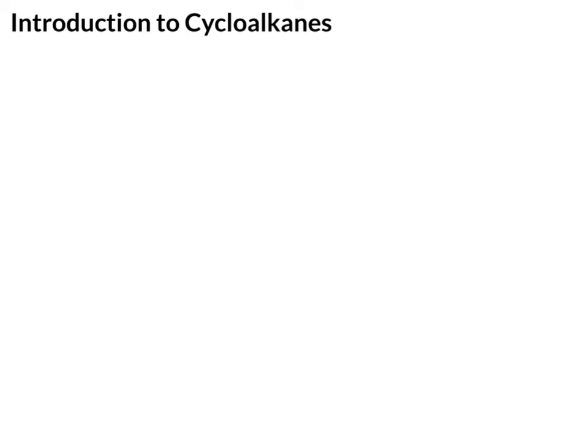In this chapter, we're going to start our discussion of cycloalkanes. So these are the cyclic counterparts of the alkanes that we talked about in the previous chapter. To refresh your memory, an alkane has the general formula CnH2n+2, where we have 2 times the number of carbons plus 2 as the number of hydrogens, and an alkane is saturated, meaning it has as many hydrogens as we can possibly fit per carbon atom.